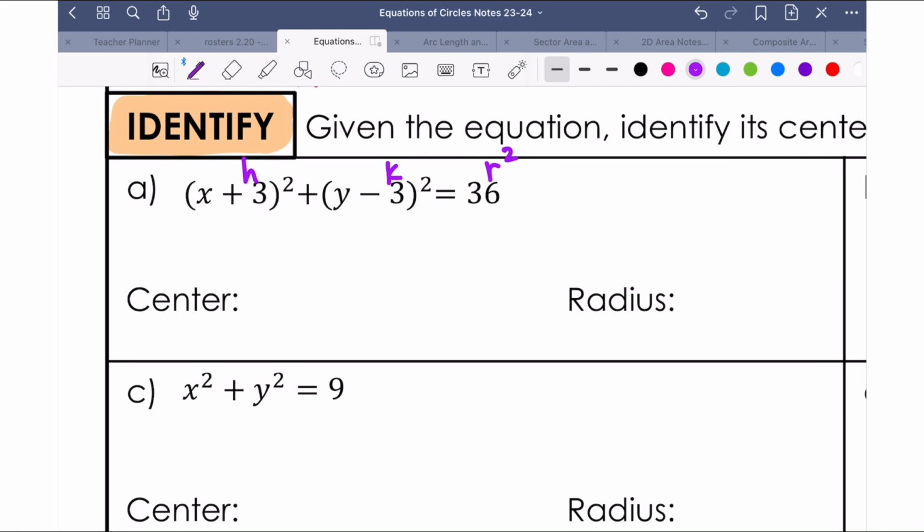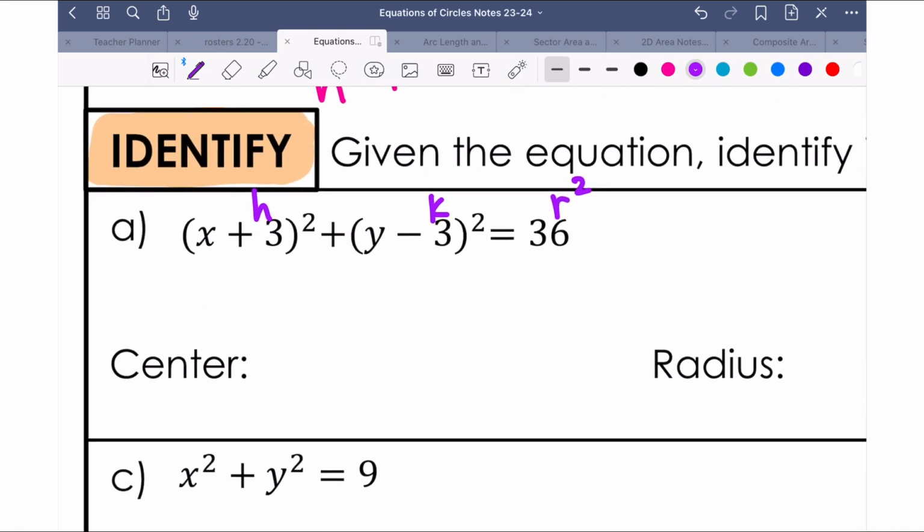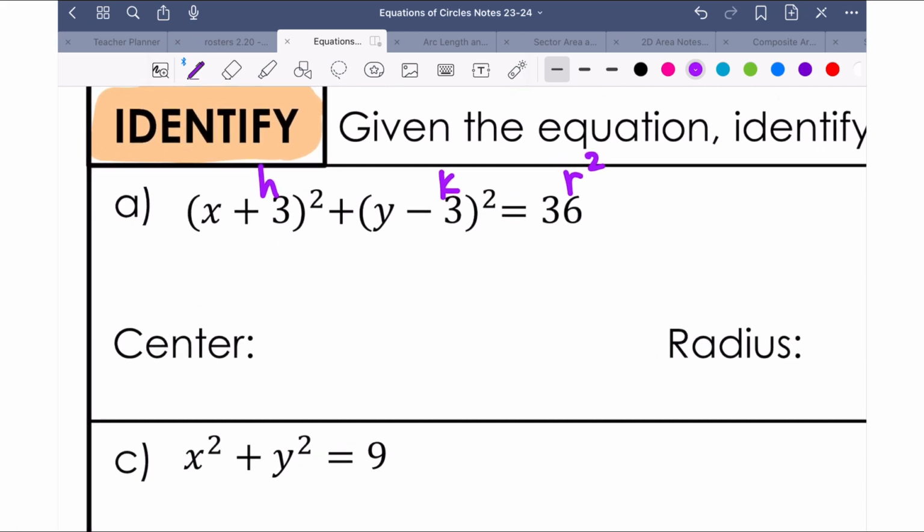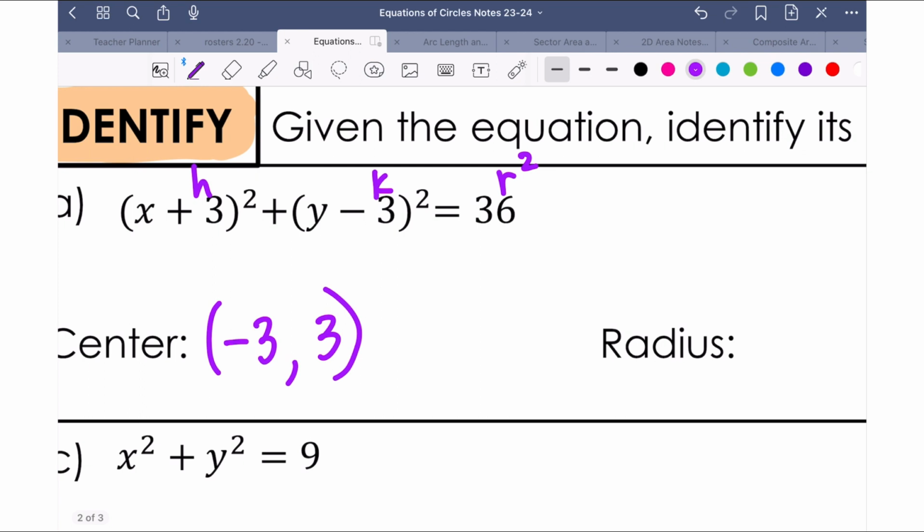But remember we talked about the negative. So if this part of the equation has a plus right here, then what was the h? It was not positive 3. What was it? It was a negative 3. And this k is just a 3 because I didn't change the sign. So my center is at (-3, 3). Okay? And then this is radius squared.